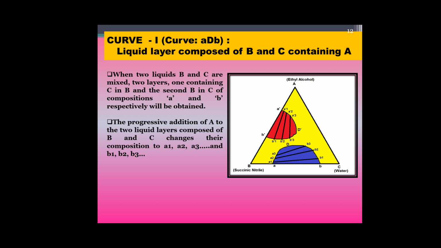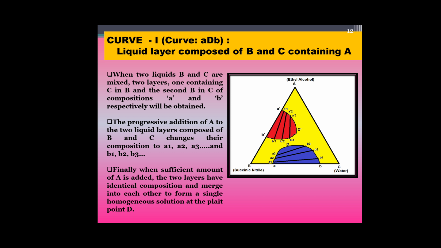And when in such a system the progressive addition of A takes place, the two liquid layers composed of B and C change their composition to A1, A2, A3 etc. and B1, B2, B3 etc.